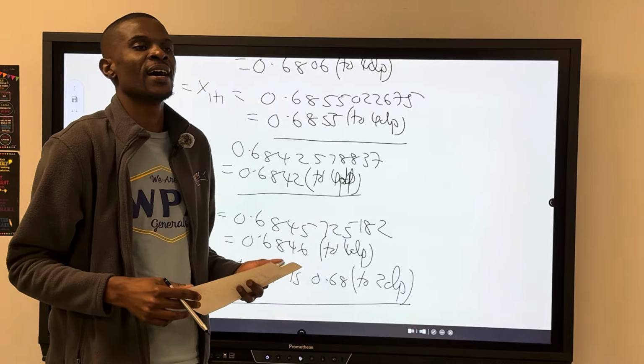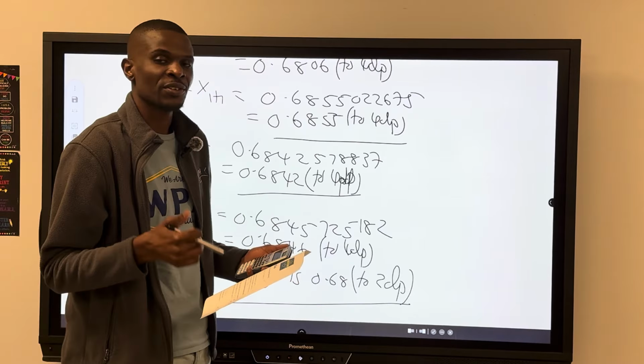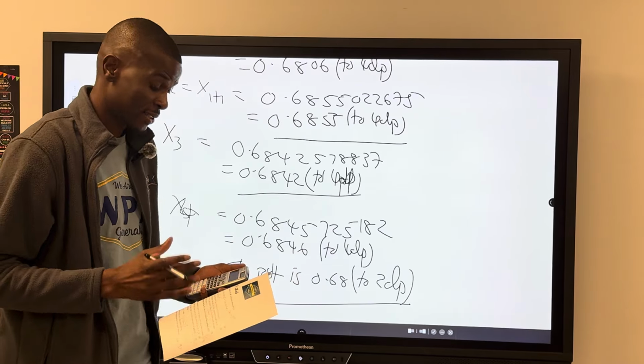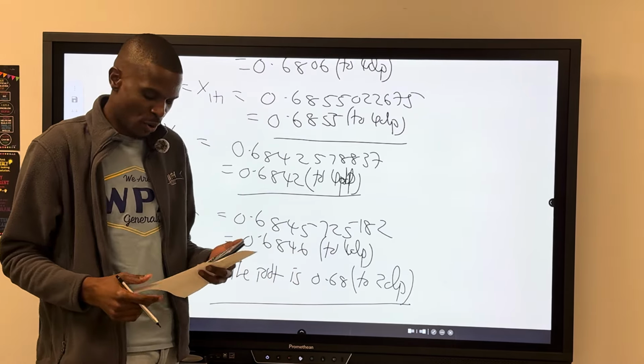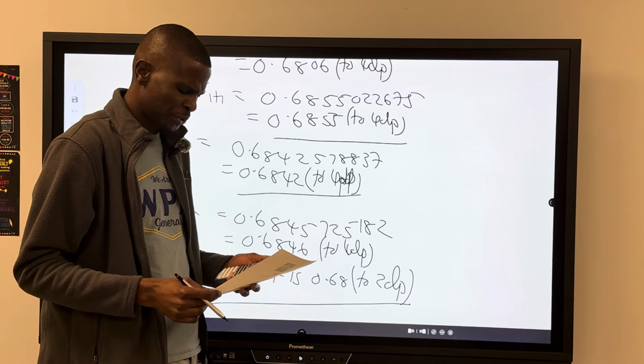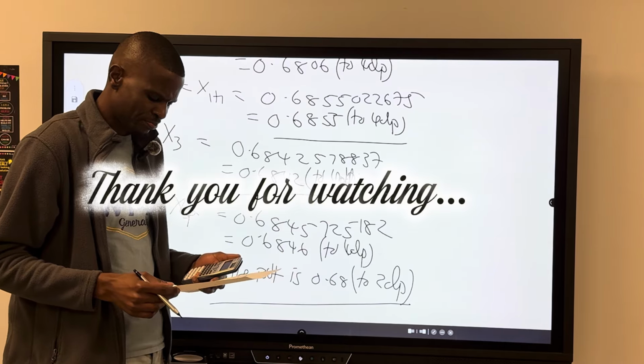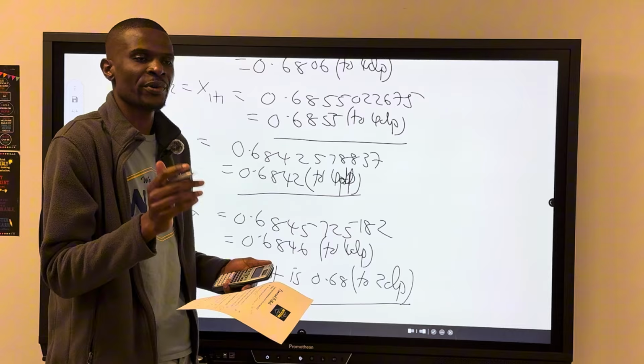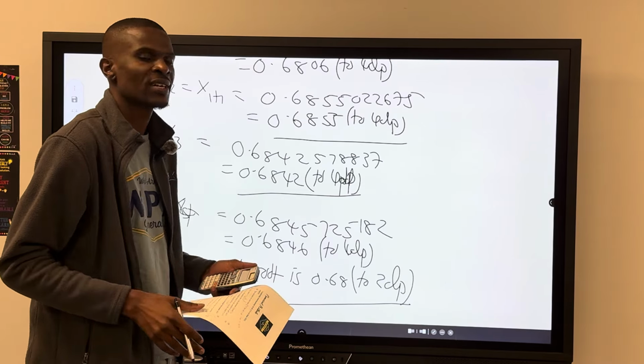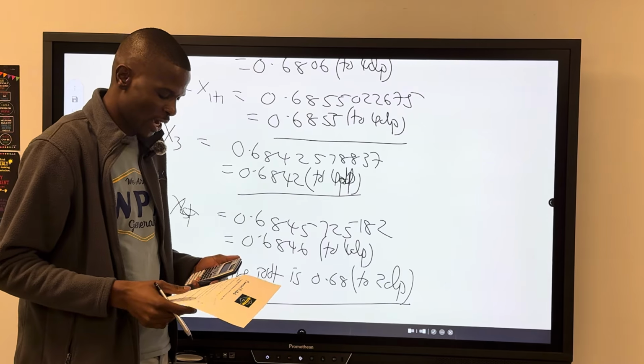So guys, just to summarize this, you need to know how to sketch the graphs. You also need to know how to switch from radians to degrees. When you're dealing with trigonometric functions, make sure you are using radians.